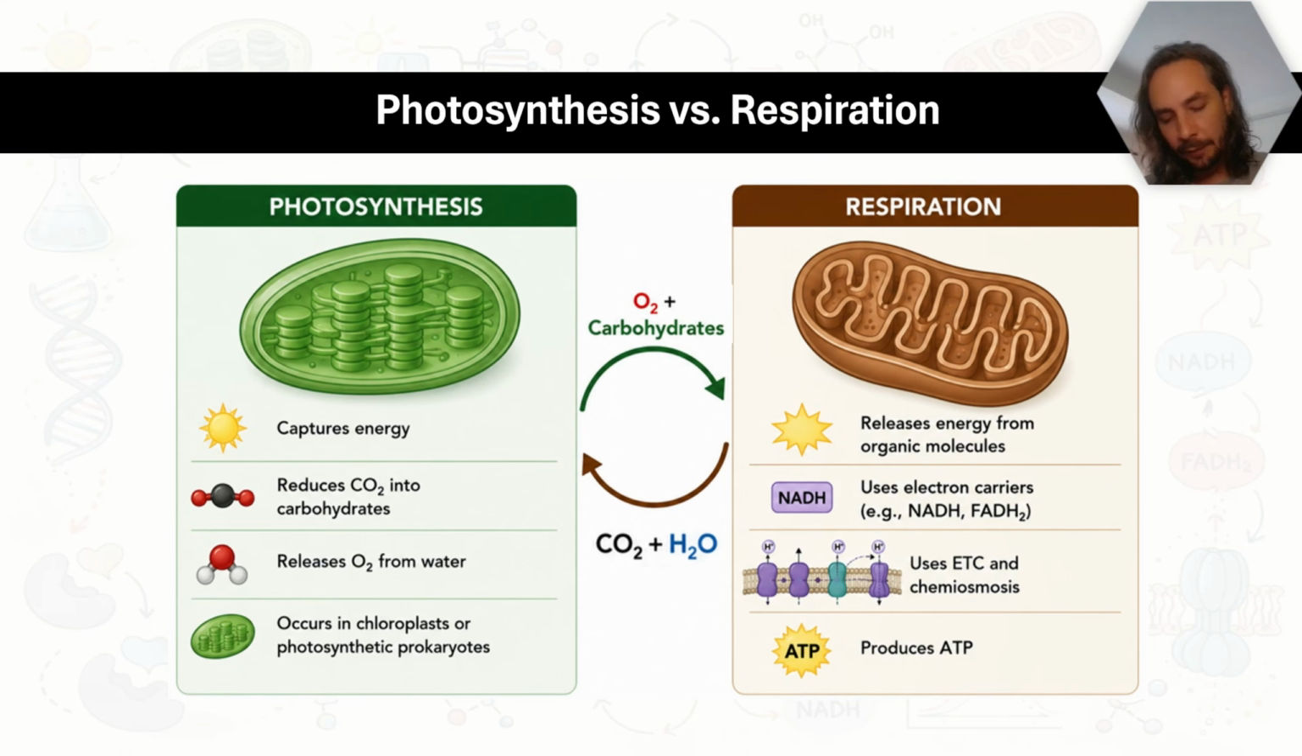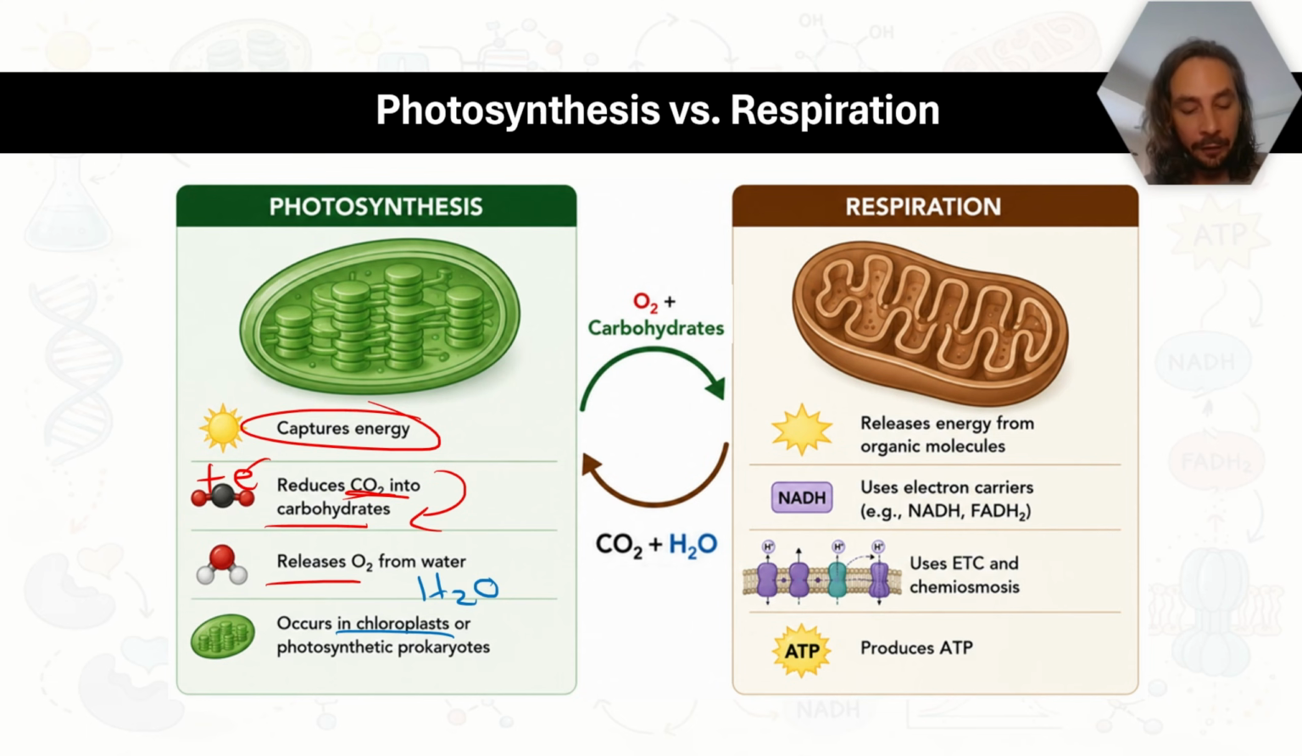Photosynthesis and respiration. If we compare these two processes, photosynthesis captures the light energy. It reduces carbon dioxide into carbohydrates. If I'm reducing something, it means I am adding electrons to carbon dioxide to make carbohydrates. It will release oxygen from the water molecule that's being broken down, and it happens in chloroplasts and/or photosynthetic prokaryotes. So the output is oxygen and carbohydrates.